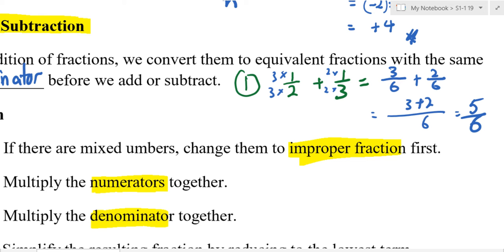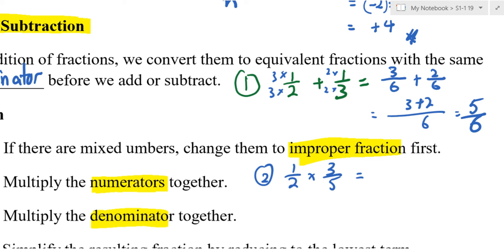Can you follow? Okay. Now, but what if I multiply? Can you tell me what is 1 over 2 times 3 over 5? Question. Do I need to change to same denominator? Multiply? No need. So what do I do? Top times top. Bottom times bottom.